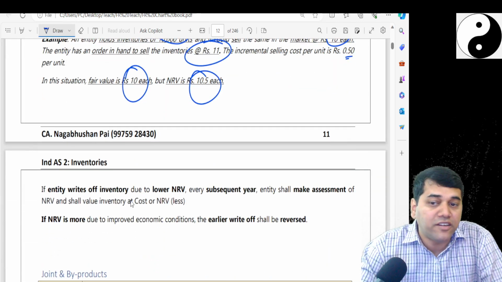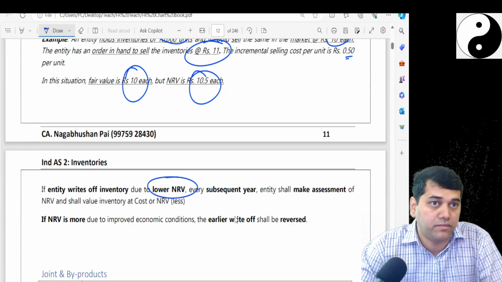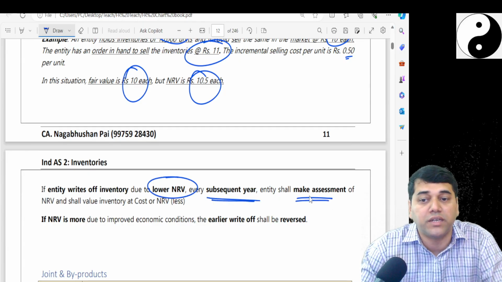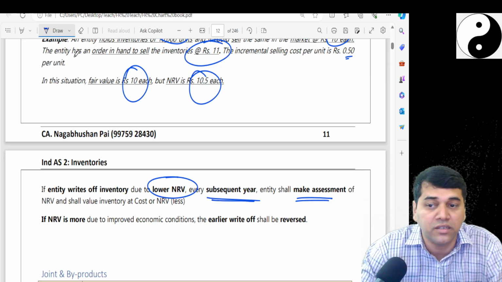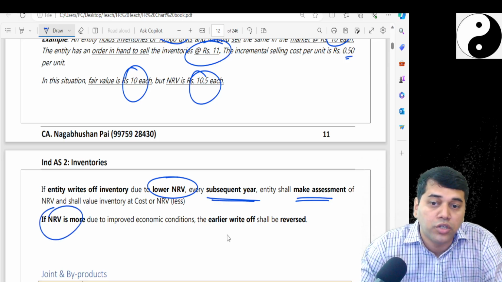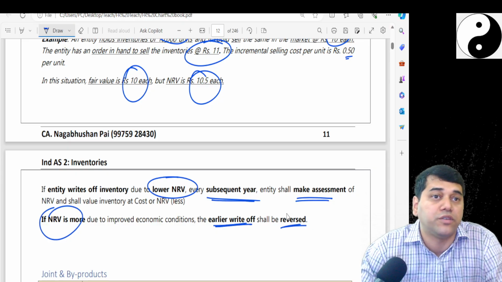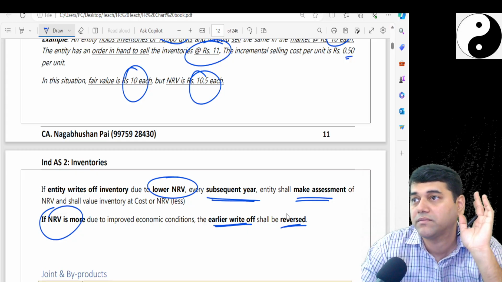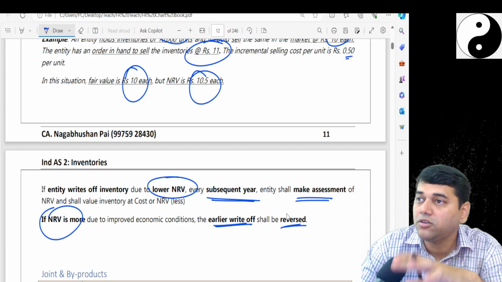If the entity writes off the inventory due to lower NRV, then from then onwards, every subsequent year you have to make an assessment whether you should reverse anything, and if NRV is more, the earlier write-off should be reversed, not more than that. Same concept like PPE. Clear now?